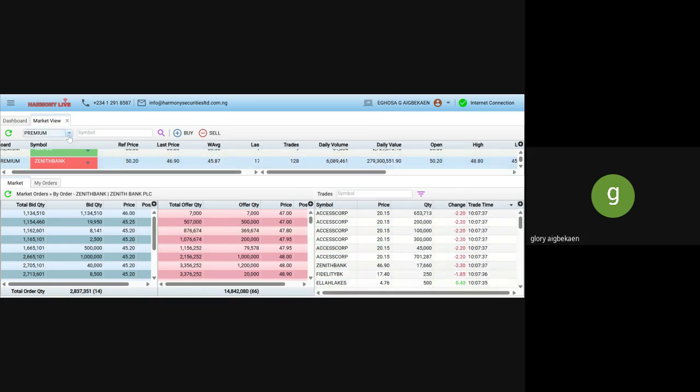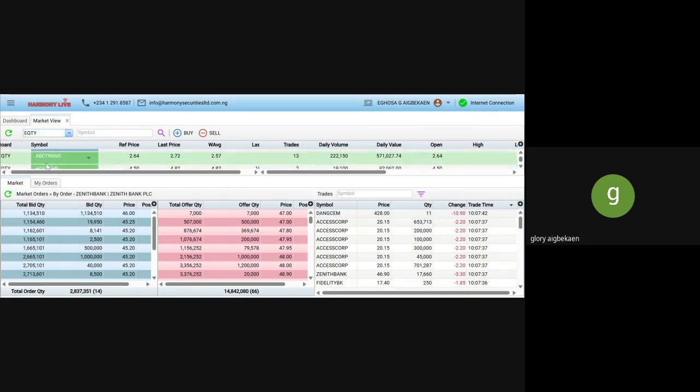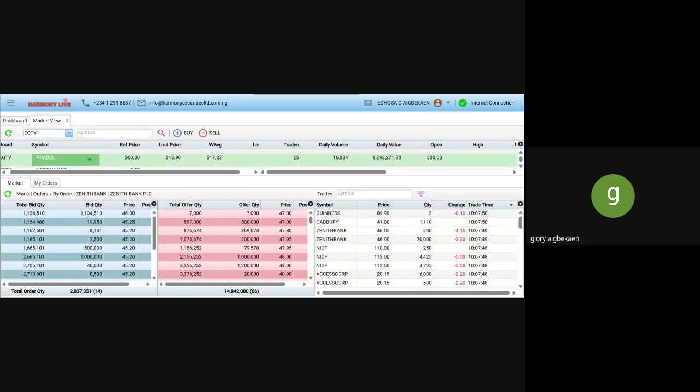Let's go to the equity board. I have some stocks I'm following up there. Oando is one of them. Even Eterna is an oil and gas stock.